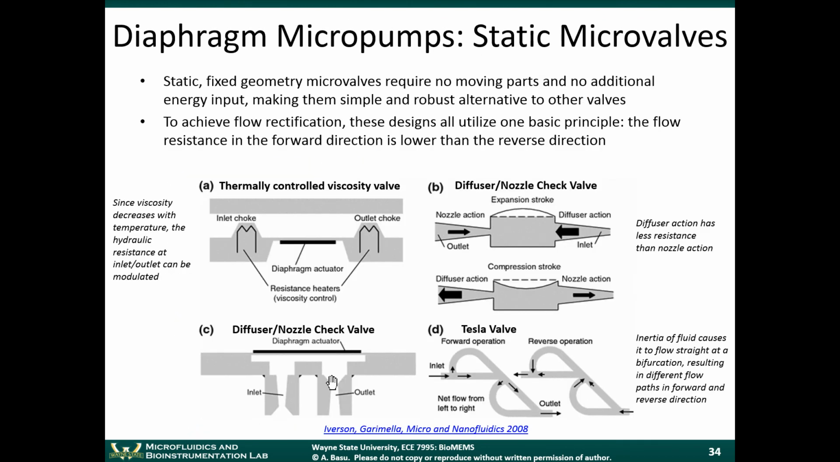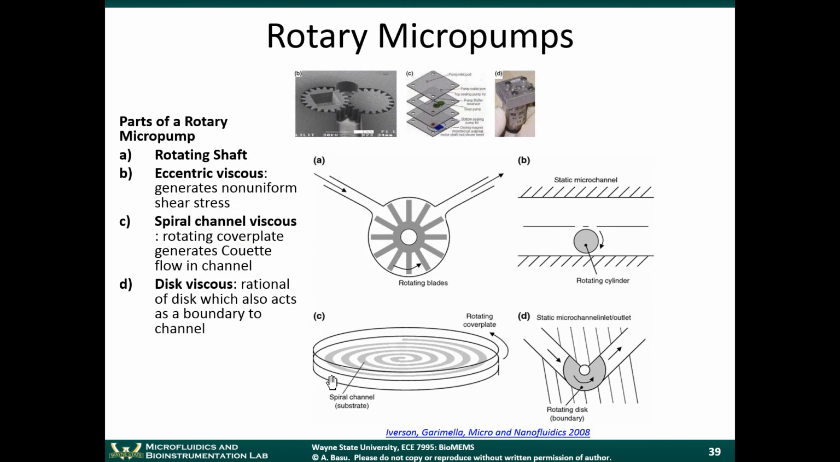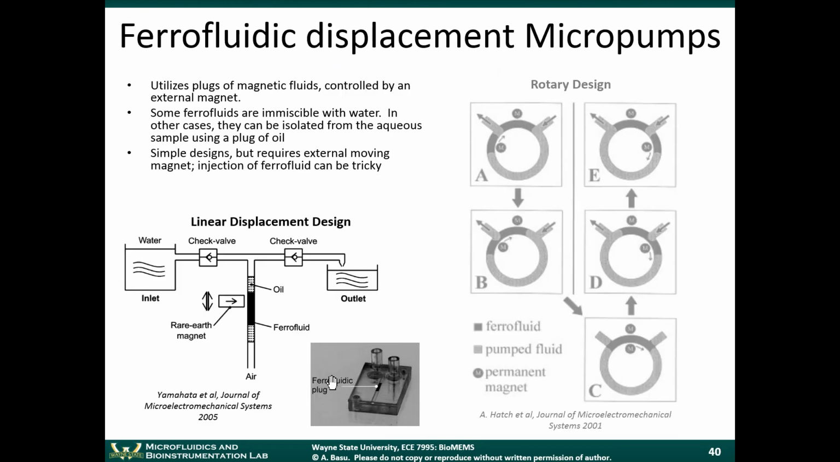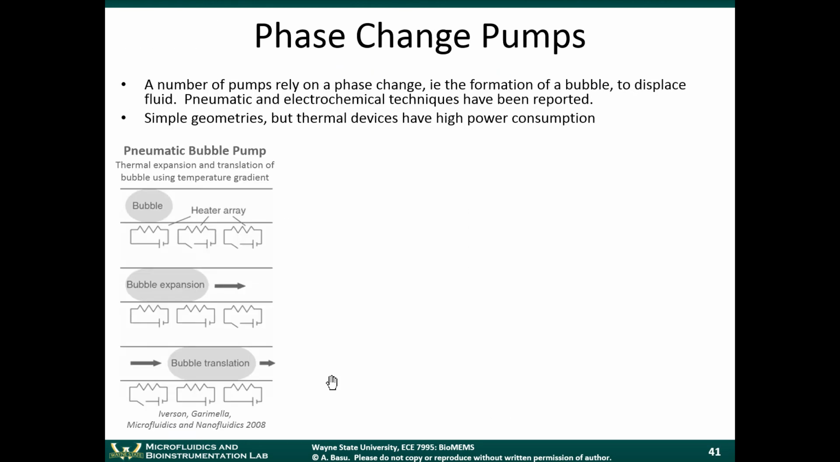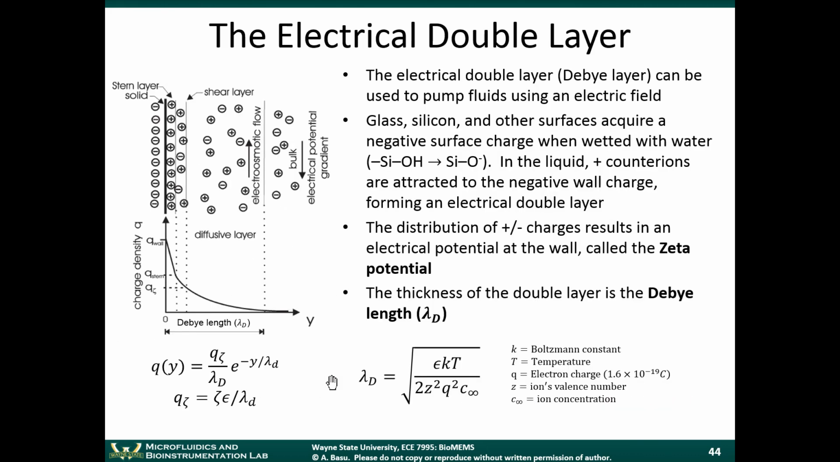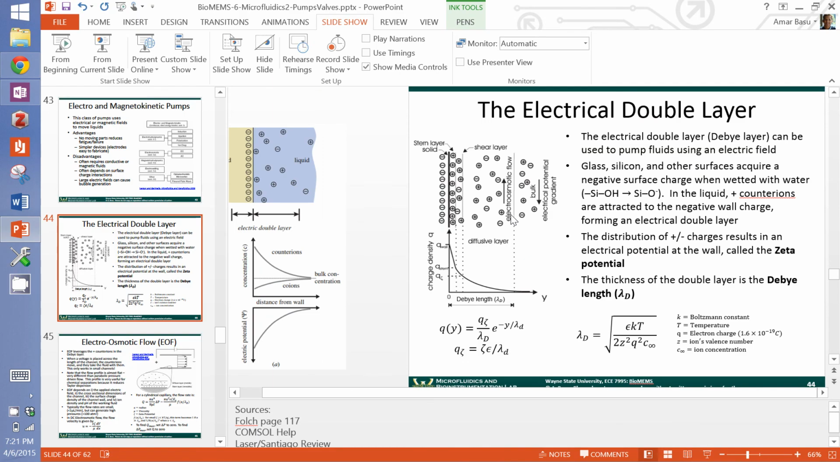Just to give you a quick overview of some of the things we'll cover: rotary micropumps, ferrofluidic micropumps, phase change pumps, and then electrical pumps, where you can use an electric field or a voltage to pump liquids from one place to another. I think electrical engineers might find that interesting. And this will lead into the next module on capillary electrophoresis, where a critical part is this type of electroosmotic pumping. All right, so we'll stop there for today.